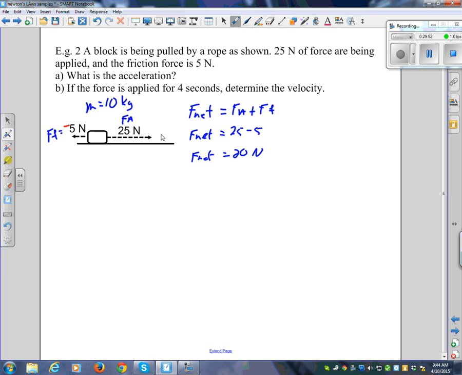To get the acceleration, F net is equal to MA. 20 equals 10A. Good thing you picked 10 because now we can do it in our head. 2 meters per second squared.